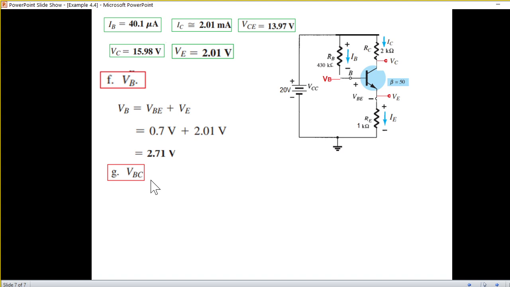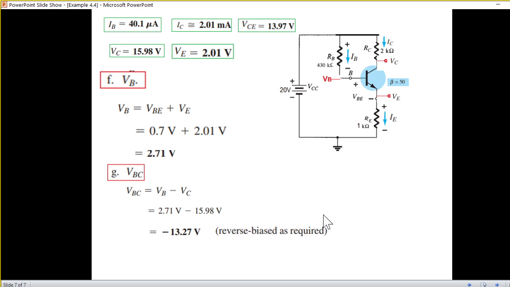And finally, VBC. Now remember, whenever the voltage is written like this, that means B will come first and then C will come. That means it is VB minus VC. If it was written VCB, then it would have been VC minus VB. So VBC is VB minus VC. We know both the voltages. VB is this and VC is 15.98. And so the answer is minus 13.27 volt. And it is reverse bias as required.